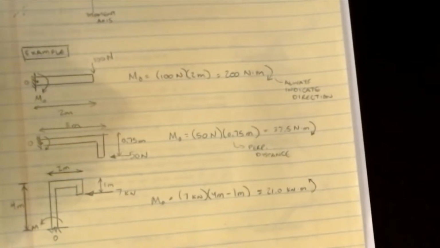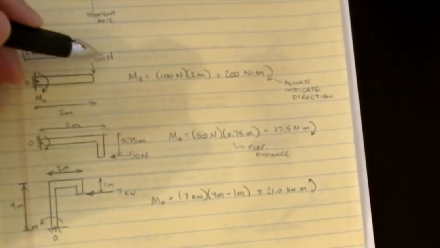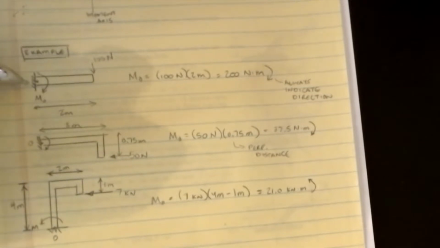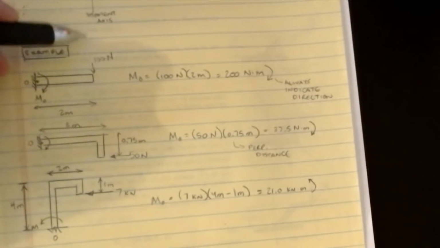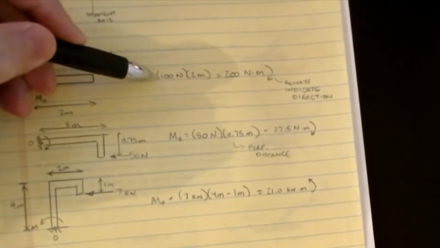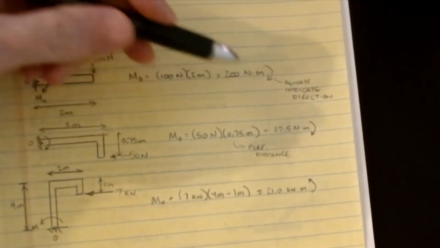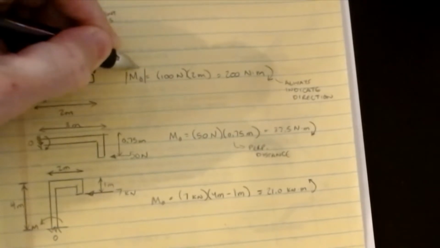So suppose I want to figure out the equivalent moment M naught for a simple member with a 100 newton force located 2 meters from this point O, which could be a support reaction or something. At the support, the equivalent moment M naught of this force is going to be the force multiplied by its perpendicular distance, and this one's pretty easy. The force is up and down, so the distance is horizontal. So M naught is 100 newtons times 2 meters, which is 200 newton meters. That would be the magnitude.